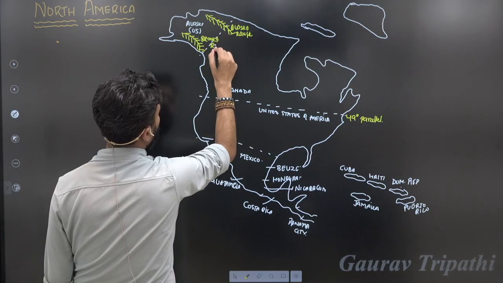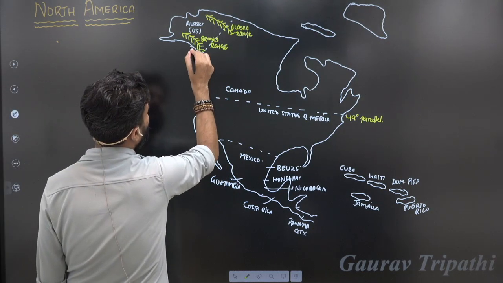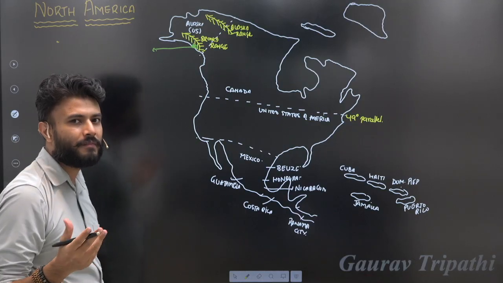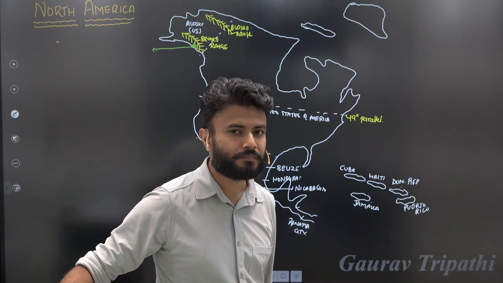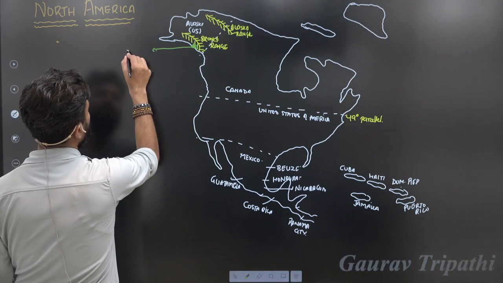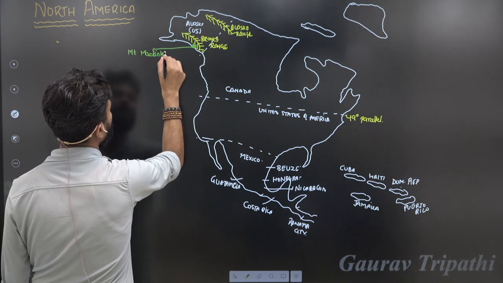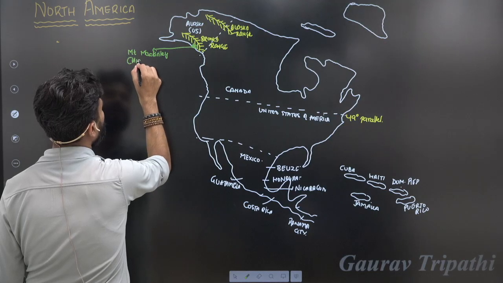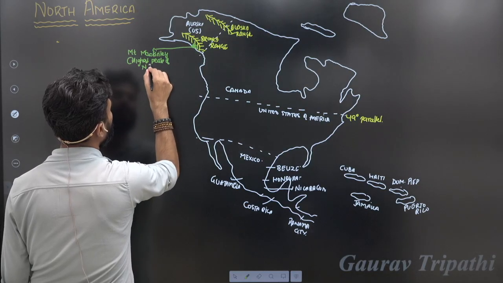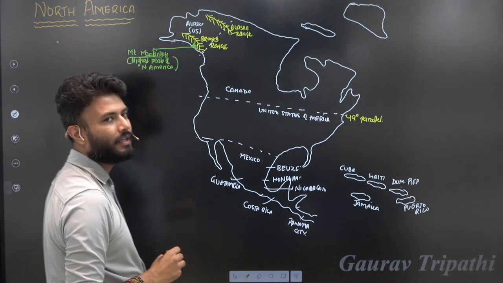Now, what is so important about Brooks Range? The Brooks Range has a peak here, and that peak is named as, any idea? This is the highest peak of North America. So can you guess the name of this peak? This is Mount McKinley. Fine. And this is basically the highest peak of North America. This is Mount McKinley.